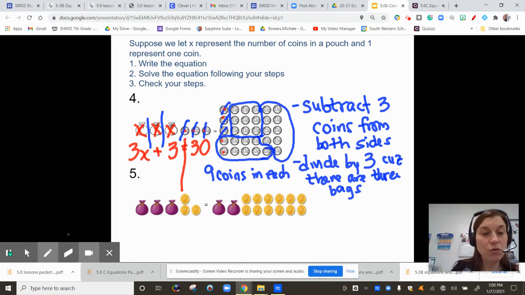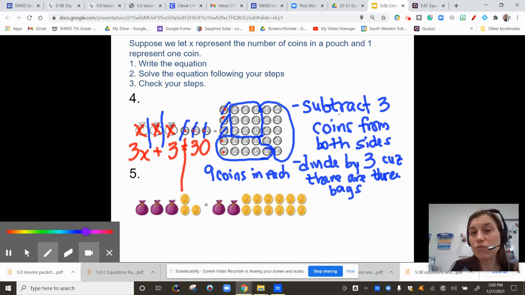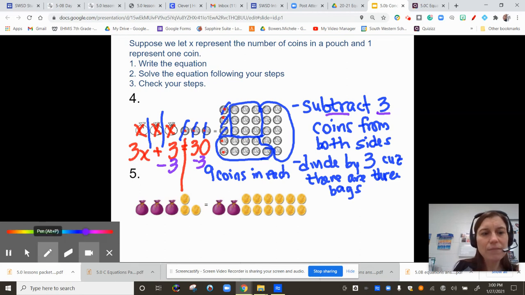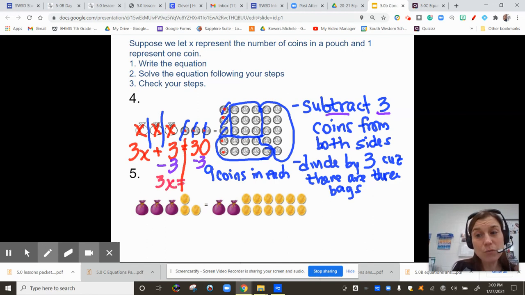The first step that I told myself that I did was I subtract 3 coins from both sides. So I'm going to subtract 3 from both sides. Now I'm going to take the 3 away from this 3 and not away from the 3x because I'm going to take coins away from coins. And this 3 represents coins. So 3 minus 3. When I did that, when I crossed out those coins, there weren't any coins left, right? So that means that the coins are gone and all that was left over were the 3 pouches. And when I crossed out these 3 coins over here, there were 27 coins left over.